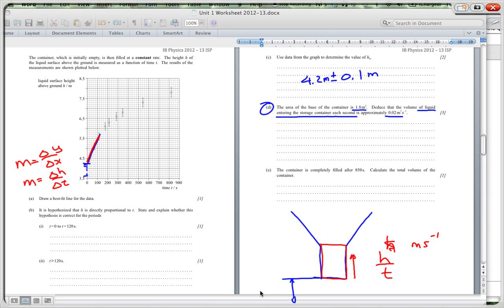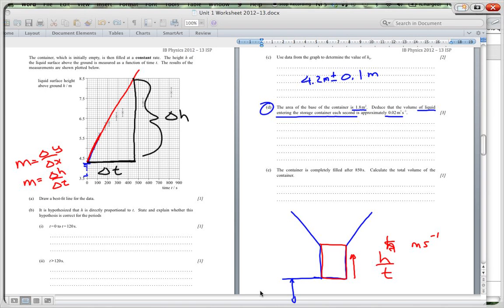Now, what you have to do here, though, is you can't just use this. You must extend this line across your graph. Try and use as much of the graph as possible, and then construct for yourself a triangle. So I'm going to construct a triangle there. Because I'm working on this whiteboard, it's not all that accurate, but this over here will be your change in h, and this will be your change in time.